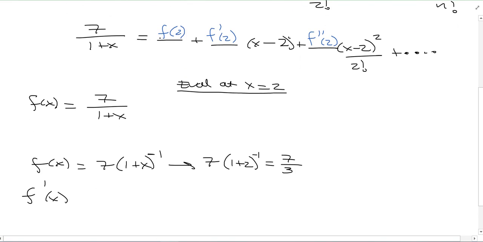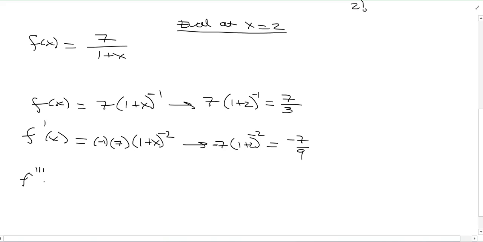f prime of x is, bring the exponent down, so minus 7 times 1 plus x to the negative 2. Since I'm going to do the full example, if you're trying to find a pattern, you're not going to do the math yet, right? There's no chain rule here because the derivative of 1 plus x is just 1. Then evaluate it at 2. So this will be negative 7/9.